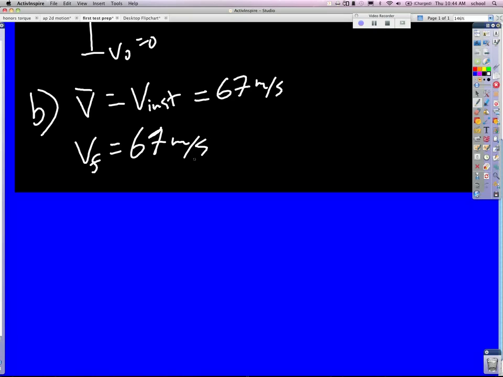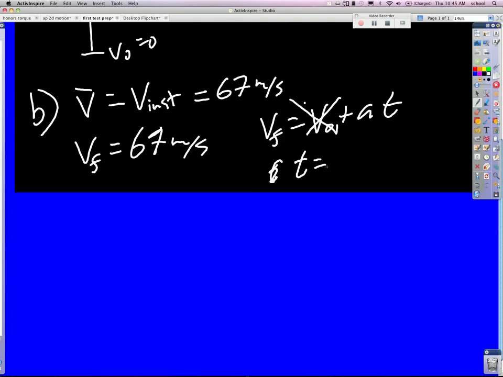What was V0 again? Careful, V0? 0. Right? It started from rest, so that's 0. So I get t. Did it ask when or where? When? Okay, cool. Where would be like how long, at what distance? That would be different. So t is equal to Vf over a. So I get 67 meters per second divided by 30 meters per second squared, and that's going to give me something like 2.2 seconds.